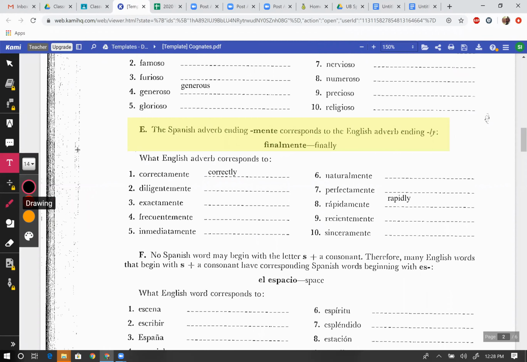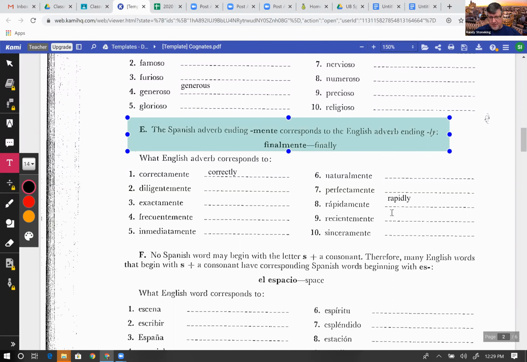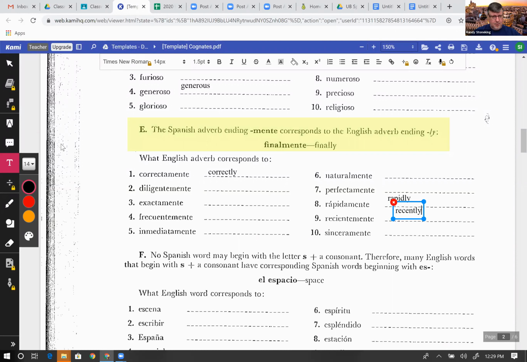Recently? Yeah, recently. So again, we know that this part of the word, the mente part, is the ly, so we're really only dealing with the first part. Then we can make that part of the word in our mind, and we can sort of make the jump there. So that's going to be recently.